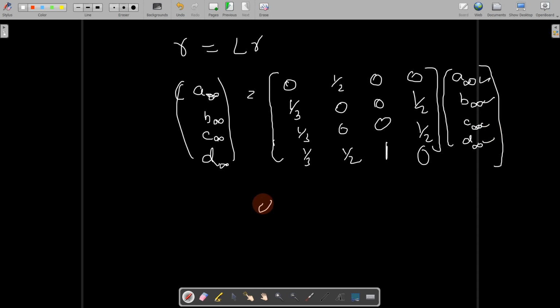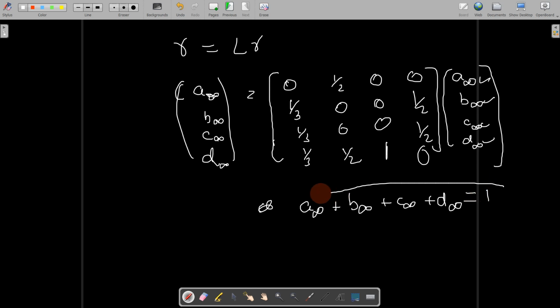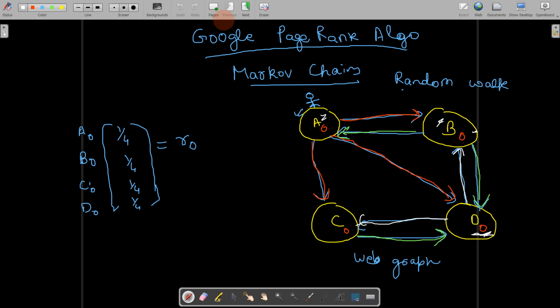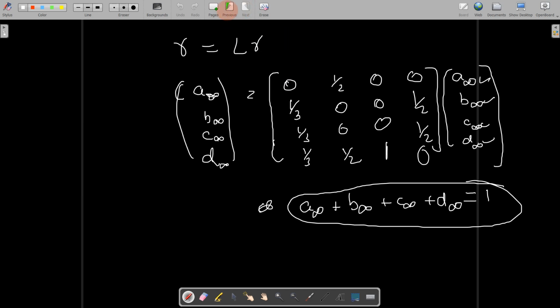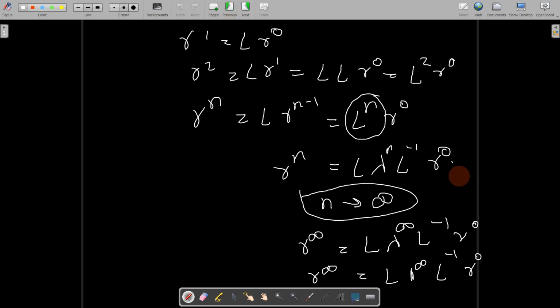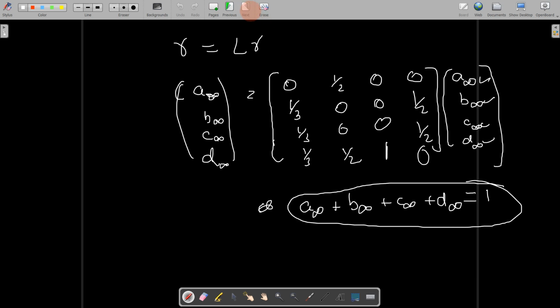And use one more equation, because they are all probabilities: A infinity plus B infinity plus C infinity plus D infinity will be equal to 1. You solve these equations and you will get the steady state value of the ranks of the web pages. Or you can find it using eigenvalue decomposition as S lambda power n S inverse R0. Then lambda into lambda inverse, you will get a constant R0.